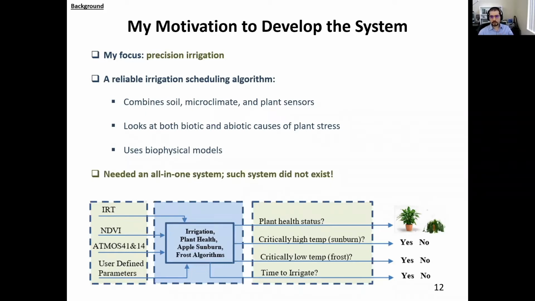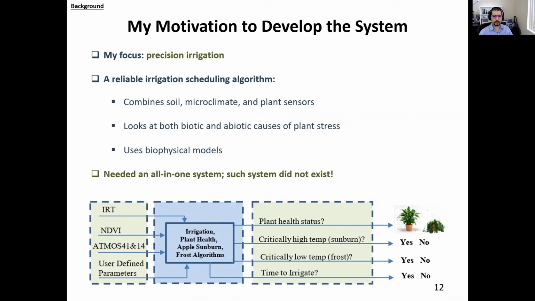My original area of interest used to be precision irrigation for the most part. But over time, I realized that a reliable irrigation scheduling algorithm cannot only look at the water status. It needs to do much more. It needs to combine soil, microclimate, and plant sensors. So look at the soil, look at weather, look at the status of plants. It also needs to look at both biotic and abiotic causes of plant stress. But a lot of times they have very similar symptoms, signs. And we need to be able to tell the difference.